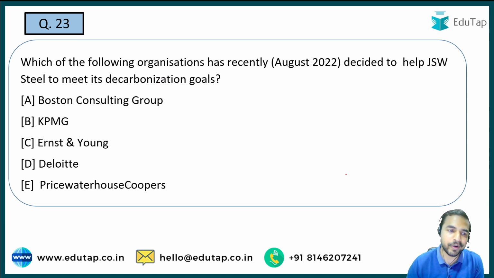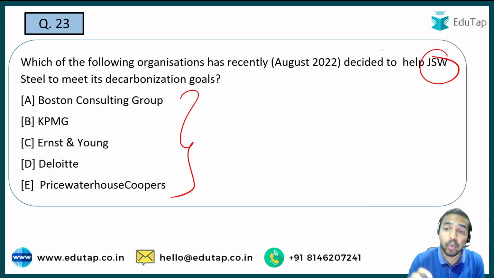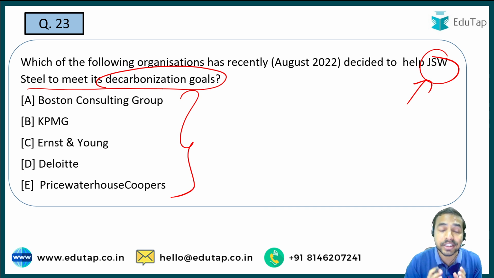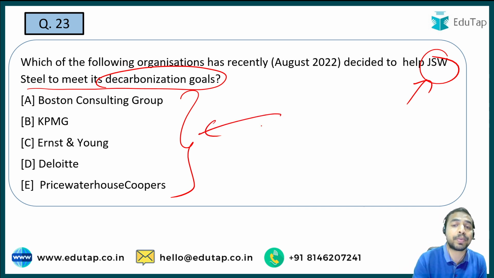So the next question, you are required to tell me the name of one of the organizations which recently, see, has decided to help JSW Steel to meet its decarbonization goals. तो जो JSW Steel है वो अपने decarbonization goals को meet करने के लिए उन्होंने कौन से ग्रुप के साथ MOU साइन किया है या फिर किसको डिसाइड किया है जो कि उसको गाइड करेगा for its decarbonization goals. So guys, here the options are Boston Consulting Group, KPMG, Ernst & Young, Deloitte, or PricewaterhouseCoopers.